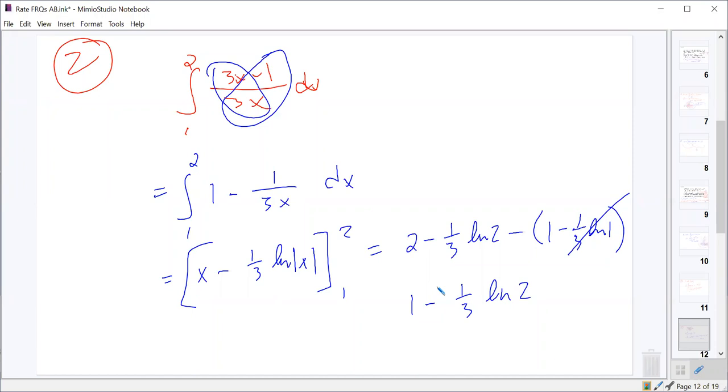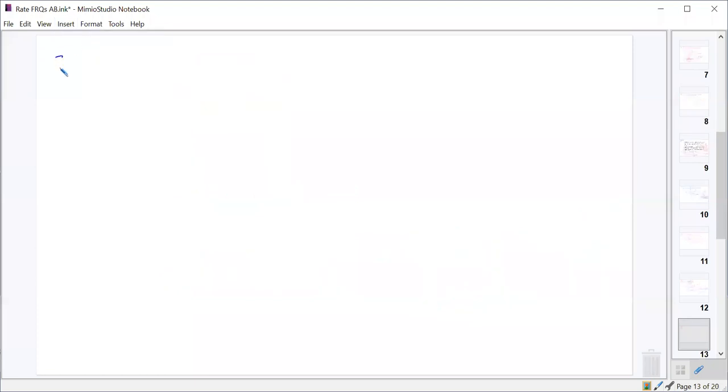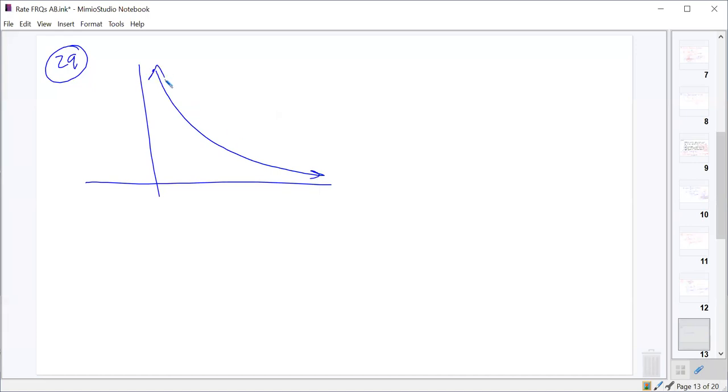All right, so next one was 27 again. So we've already done 27, so we don't need to go back to that. Next one was 29. So 29, a picture and a lot of words here. 29 says we got the function. What is our function? 1 over x, I assume. Yeah, 1 over x. And we're talking about a region between 1 and 2, and a region between 2 and 3.